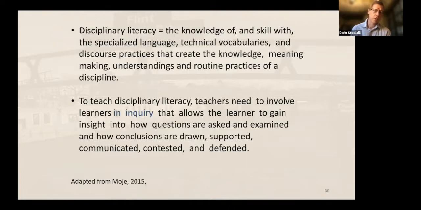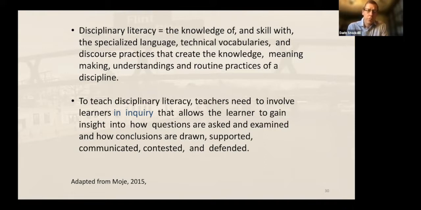So disciplinary literacy is this idea that the knowledge and skill with specialized language and technical vocabularies and discourse practices, this is what disciplinary literacy is, right? That there's knowledge, skill, technical vocabularies, and discourse practices that characterize different academic disciplines. So there's historical literacies, there's political science and civic literacies, and they cross over and they inform each other, but these different disciplines are pretty unique.